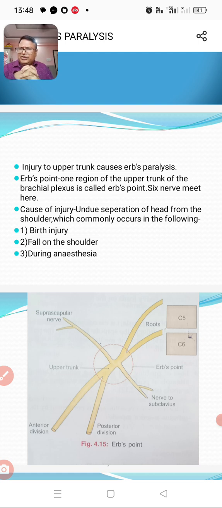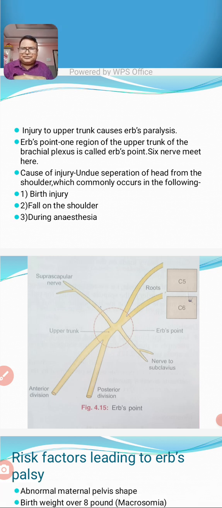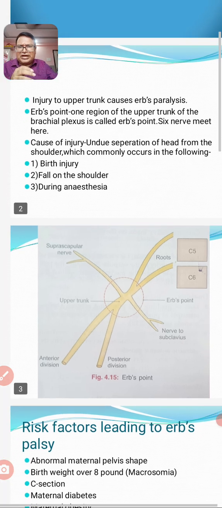Now, what is the cause of Erb's paralysis? Undue separation of the head of the humerus from the shoulder joint, which occurs during birth injury, or a fall on the shoulder during a road traffic accident, or during anesthesia. If there is a frozen shoulder, we give an intra-articular injection in the shoulder joint. A fall on the shoulder or birth injury causes Erb's paralysis.